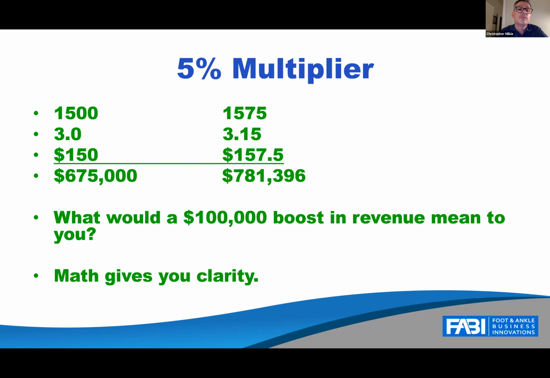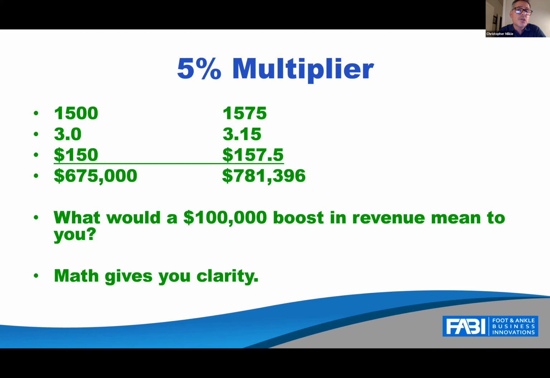And then if you multiply the per patient value, 150 times 5%, you come out with 157.5. So if you multiply the 3 numbers on the right out, you come up with $781,396. So you can see that there's over $100,000 difference in your business just by increasing 3 things 5%. So what would an extra $100,000 boost in revenue mean to you? And we're just talking about 5%. You might want to put 7 or 10% and play with the numbers and have some fun and really imagine how your practice can grow if those numbers increase.